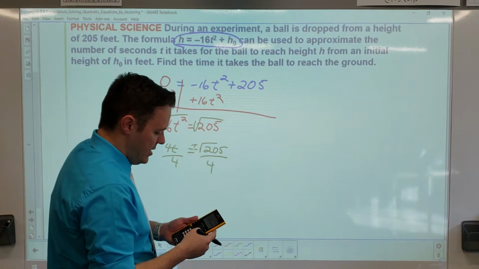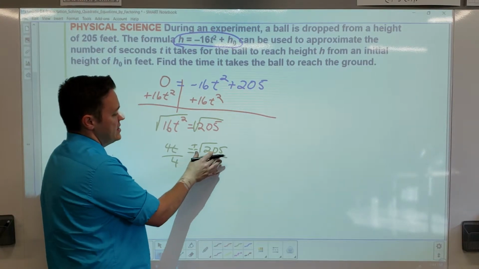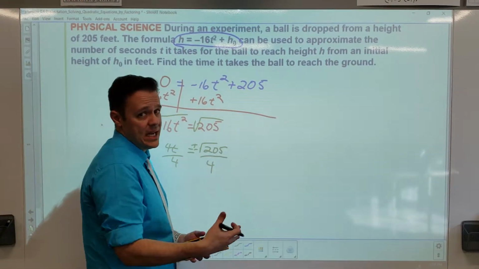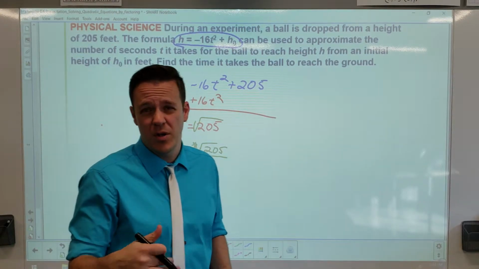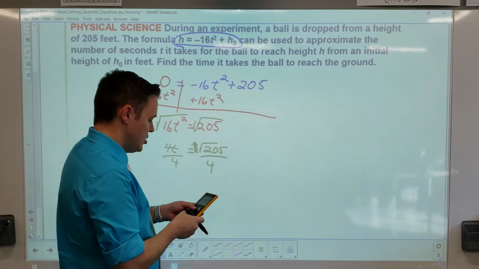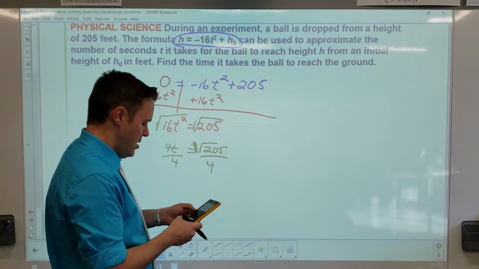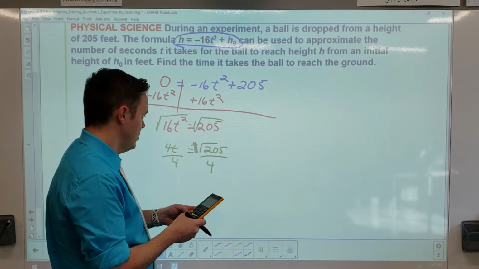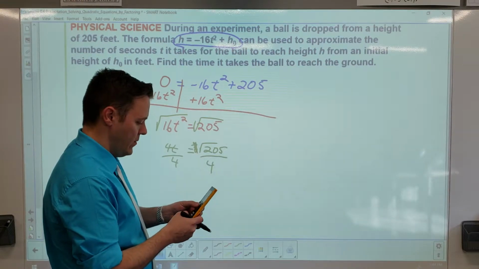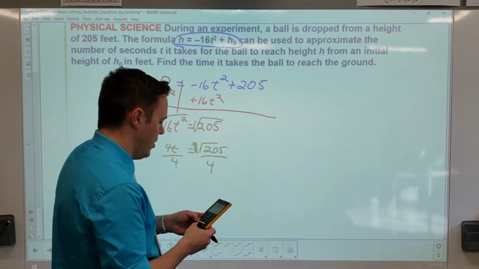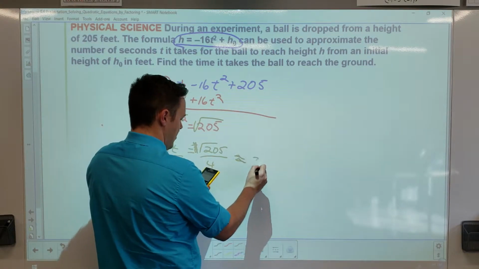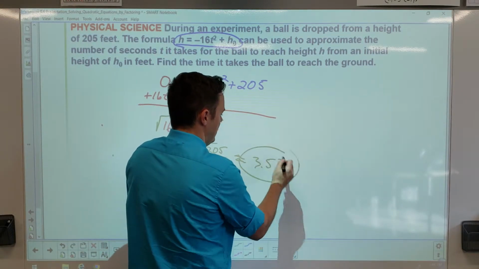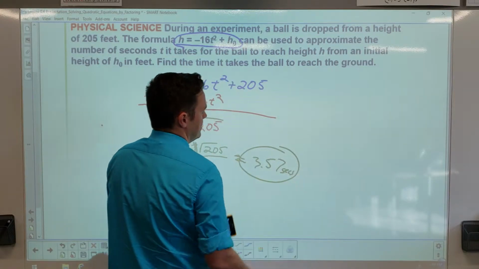But in reality, one thing you guys got to remember is this is time. So I want to know how many seconds. So in reality, we're not going to be dealing with a plus or minus. We'd only be dealing with the reality of plus. So when I go into my calculator here, I go the square root of 205, and I divide that by 4, and my answer comes out to be approximately 3.57, and this would be seconds.